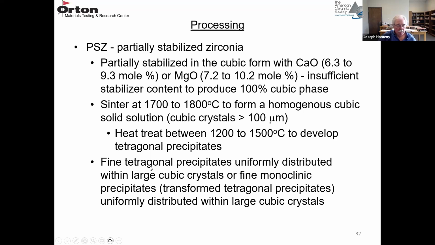Depending on how you process this, and we'll go over that in a few minutes, you can have tetragonal crystals. They can also transform to monoclinic crystals. So you might have fine tetragonal precipitates. If they transform, you're going to have fine monoclinic precipitates, which are the transformed tetragonal precipitates. So you're either going to have tetragonal precipitates or monoclinic precipitates in these cubic crystals.